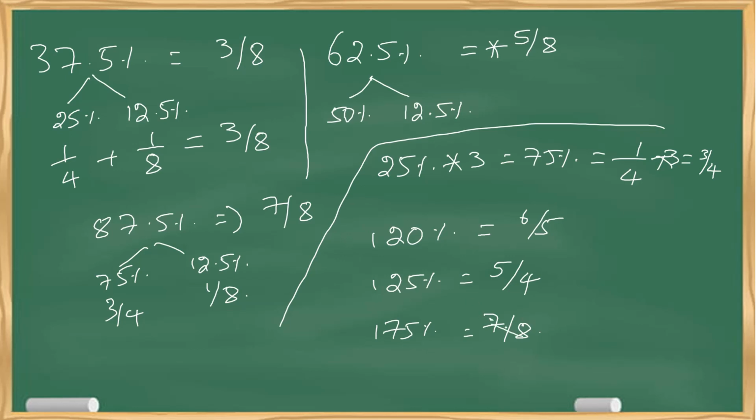It's not 7 by 8. You just check how much you're getting. 100 plus 75 percentage. 100 is 1 plus this is 3 by 4. So how much you're getting? 7 by 4. And half of 175 is this one. That's why it is 7 by 8. This is 7 by 4. Clear? Okay, that's good.